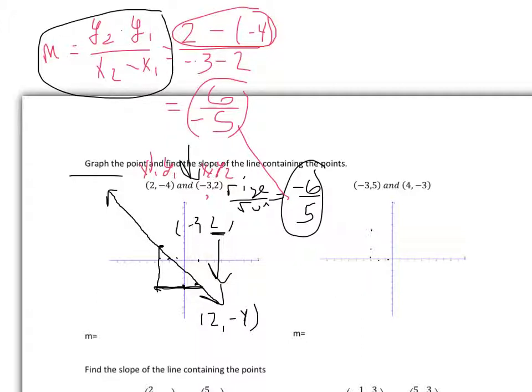3, 4, 5. So we can say that's -3, 5, and then 4, 1, 2, 3, 1, 2, 3, 4, -3, 1, 2, 3. We're down here for -3. Now, just visualizing this, we can see that the slope's going to be negative, okay, because we're going down again.